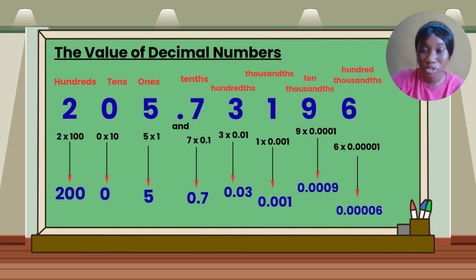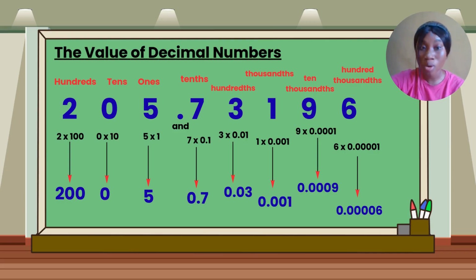Now in my tens position, I have 0. So 0 times 10 gives me 0. And for my hundreds position, I have 2. So 2 times 100 gives me 200. So together for the whole number part, I have 205. Now getting the value of the decimal numbers, I have 7 in the tenths position. And your decimal numbers are smaller than whole numbers. So I would not say 7 times 1. Instead, 7 times 0.1. And that gives me 0.7 or 7 over 10.